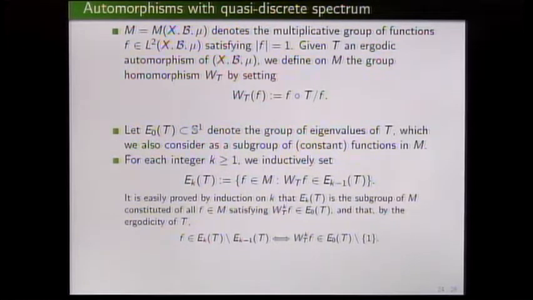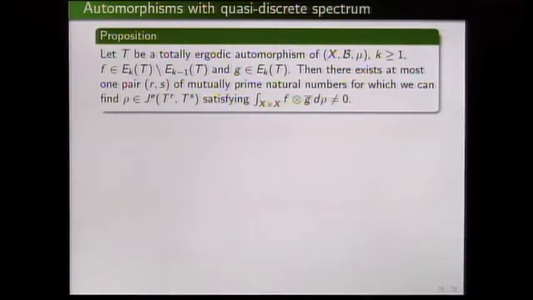So think now about eigenvalues. These are numbers of modulus 1. You may think also that these are functions, just constant functions. And then for each k, we define a new group. So this is a certain group of functions of modulus 1, such that when you take the coboundary associated to this function f, you fall in the previous group.